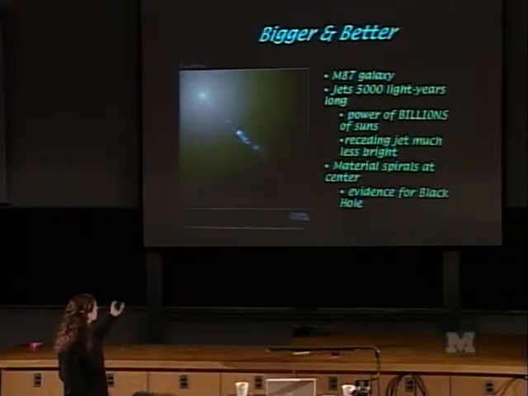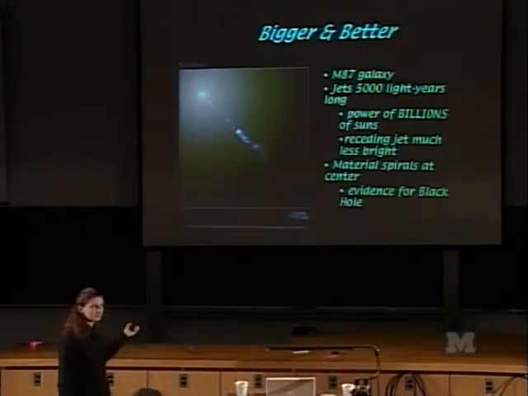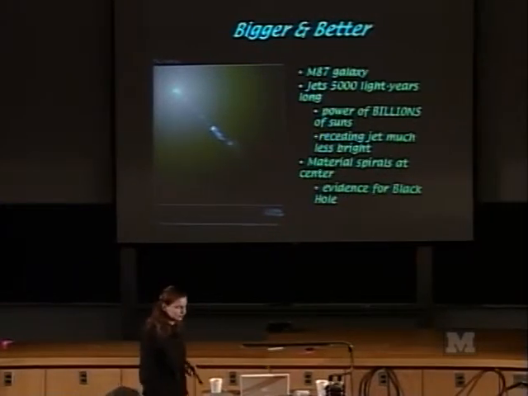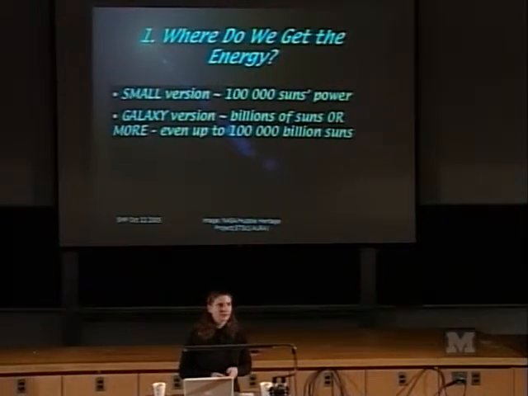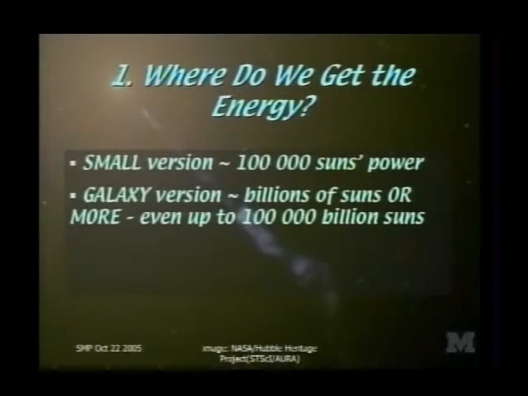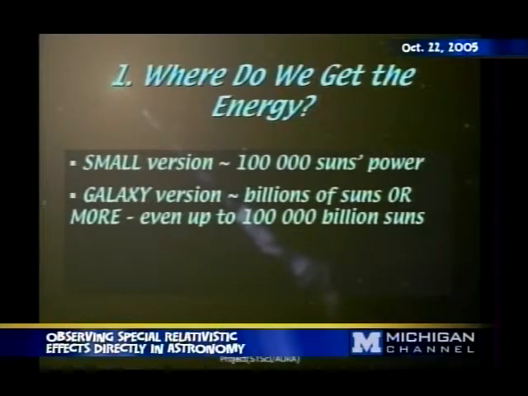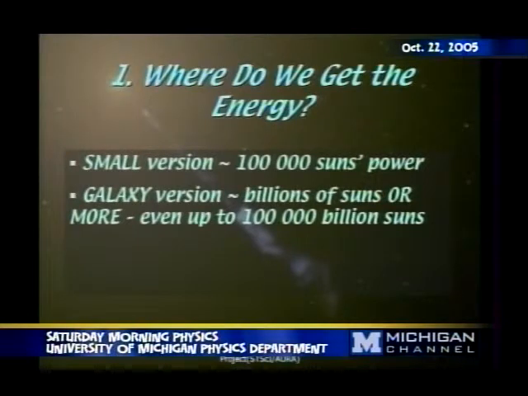People also were able to do studies of the center here. It looks like there's stuff spiraling around the center, which is evidence for a black hole. So the question then becomes, where do we get all that energy for these jets? As I said, the small version, this lawn sprinkler object in the backyard of our galaxy, takes about 100,000 times the power of our sun to push out its jets. A galaxy-sized version, a relatively small galaxy-sized version like the M87 galaxy, takes billions of suns worth to produce a jet. It can get even more energetic.